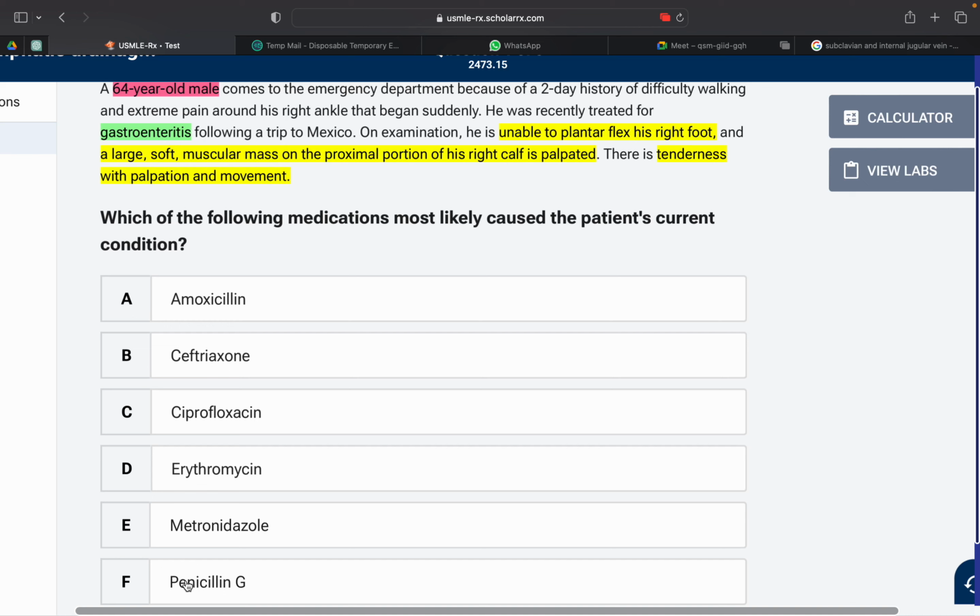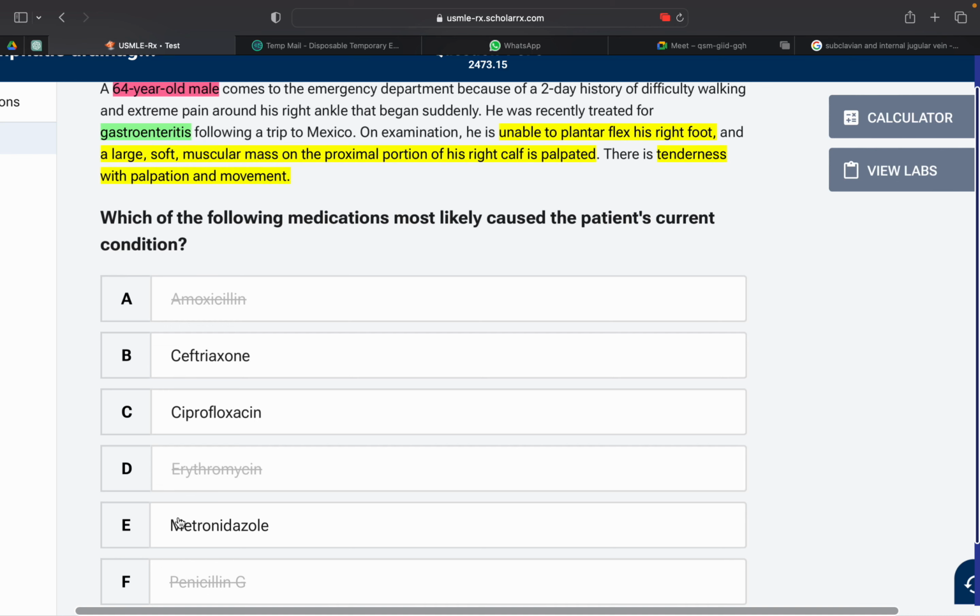Penicillin G is not an antibiotic for gastroenteritis. Penicillin is a very obsolete antibiotic nowadays, and it is given for syphilis or other respiratory tract infections, not for GI infections. So I am going to cancel this. Then comes amoxicillin, which is also given for broad spectrum respiratory tract infections. I am going to cancel this. Ceftriaxone is a very broad spectrum antibiotic. This could be given for gastroenteritis, so I am keeping it as an option. Erythromycin is again an antibiotic given for respiratory tract infections, so I am cancelling this option too.